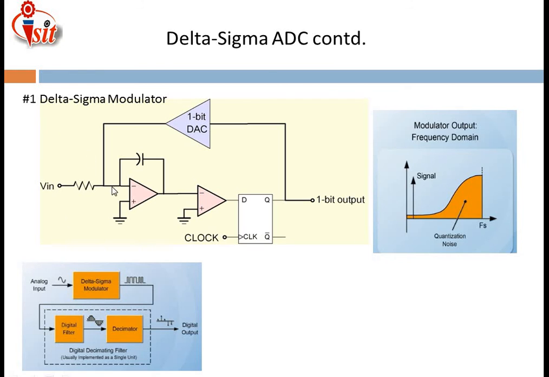Just see here for the delta sigma continuation, we are applying the input at the non-inverting terminal, like an op-amp integrator structure over here. But for the feedback path, a 1 bit DAC, that is a digital to analog converter, is also connected over here. One flip-flop is connected along with one op-amp. Then it generates an output, which is the quantization noise. Just see over here, this is the diagram related to delta modulation.